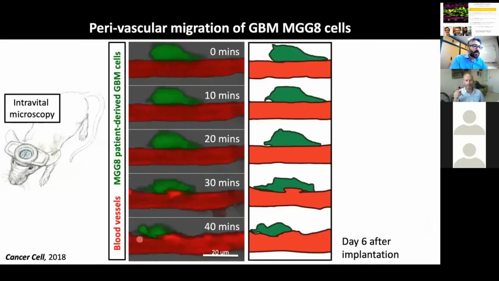Plus, we wanted to understand if, on top of moving towards the vasculature, we also have movement on top of the vasculature, along the persisting vasculature. Here you can see another example of intravital microscopy in which we see one individual cell, always MGG8, moving on top of a blood vessel over almost 1 hour.